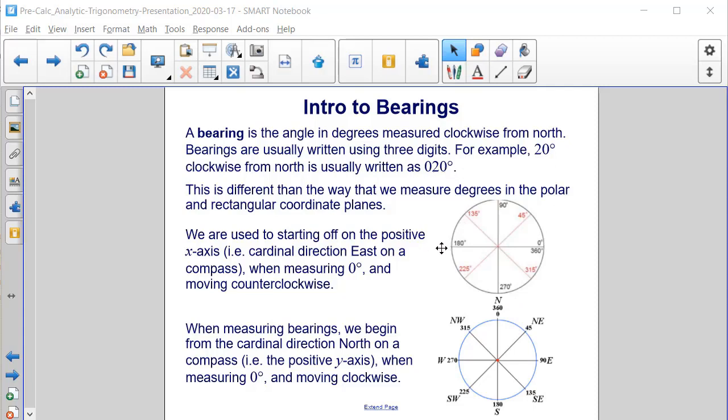Now this is very different from what we are used to using in the polar and rectangular coordinate planes. We're used to starting off on the positive x-axis, or the east direction, when measuring 0, and then we end up moving counterclockwise when we're talking degrees or radians in that respect. Now, when we measure bearings, we're beginning in the cardinal direction of north. In other words, on the positive y-axis when we measure 0 degrees. And from there, all of the extra degrees are moving in a clockwise manner.